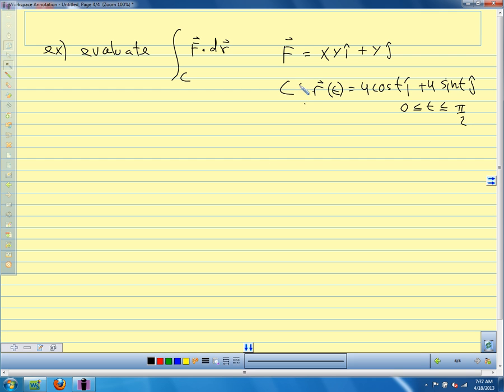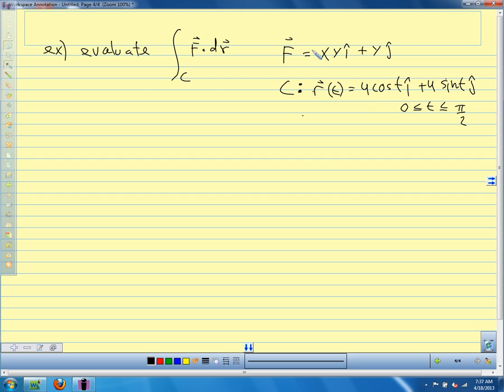So before we start doing any work, what is this curve? What is this circle? Because we're going from 0 to pi over 2, it's a quarter circle. So we could think of this as the work done moving a particle around this quarter circle by a force that varies this way.